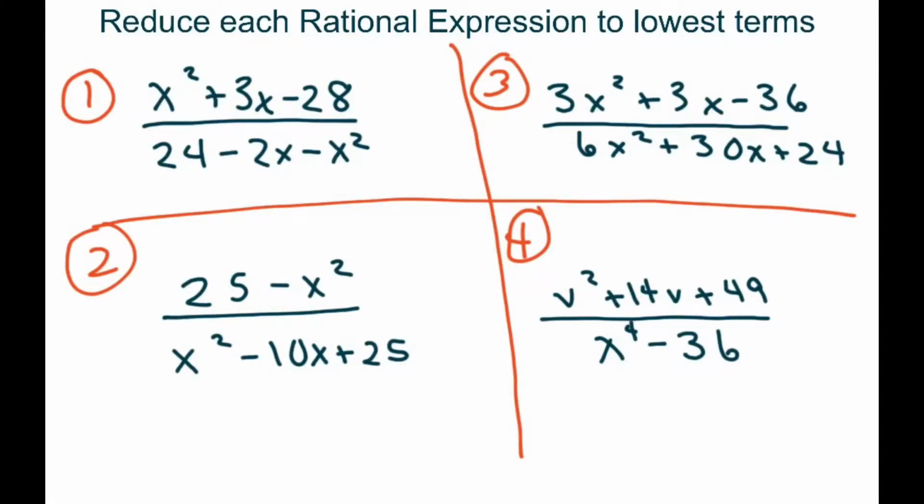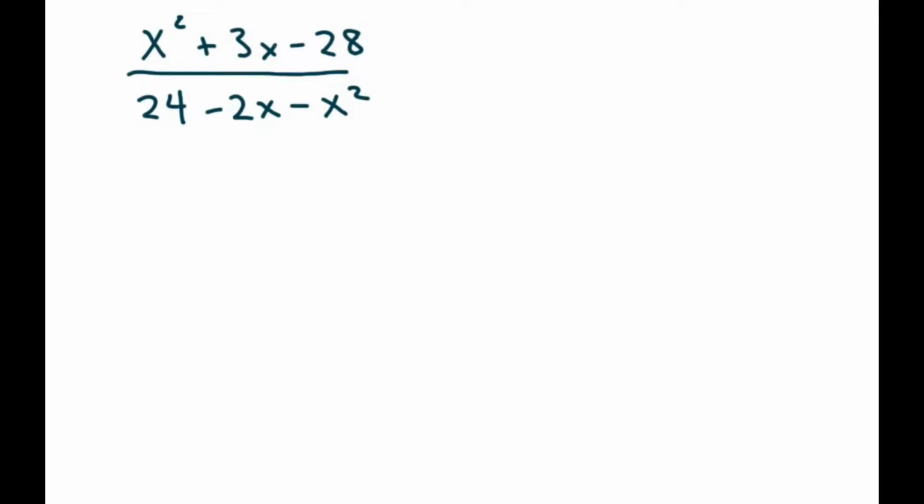Hi everyone, we're going to reduce each rational expression to its lowest term, and that involves a lot of factoring. If you feel like you're having a problem with just a particular one, these are the order I'm going to do these 4 problems in. So the first one is this one, so I'm going to factor the top, let me do that in red, x, and 4 times 7 is 28. The 7 must be positive because we need a positive 3.